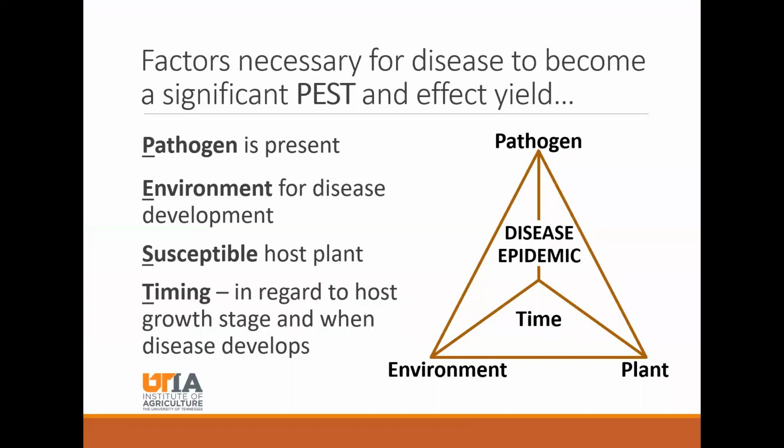I wanted to start by briefly going over the disease triangle, which highlights factors that are important for a disease to actually become significant enough to affect your yield. And for this to happen, obviously the pathogen must be present in your field. The environment must be conducive for disease development, but also a host plant must be susceptible to disease development.